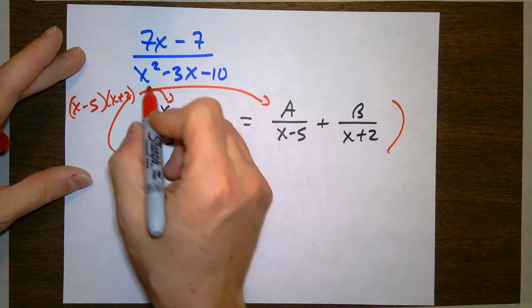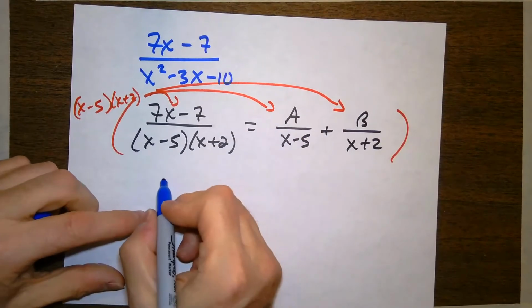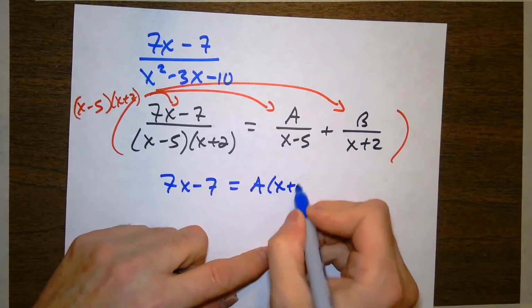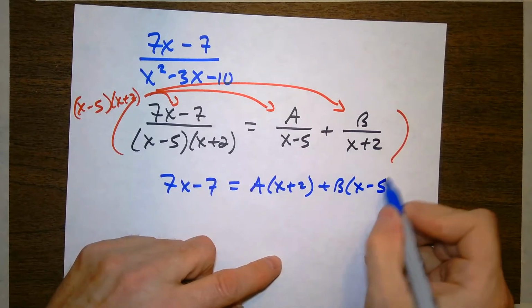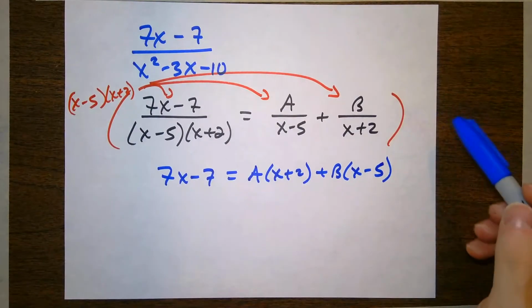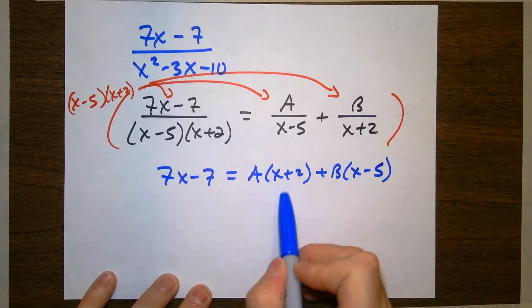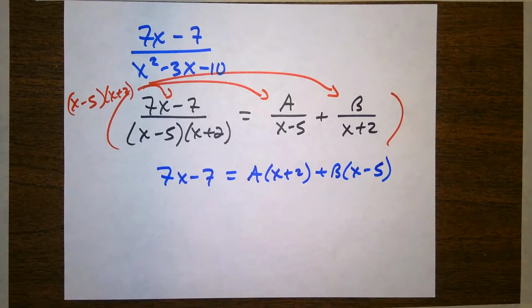Multiply here and there and there. Make all of the denominators go away. And then I've got 7x minus 7 equals a times x plus 2 plus b times x minus 5. Now this is where the 2 methods are going to change. The last time we did matching coefficients. I would multiply the a, multiply the b, get all the x's together, set that equal to 7, the coefficient, get the constants together, set that equal to negative 7, and I would solve the little system that ensues.